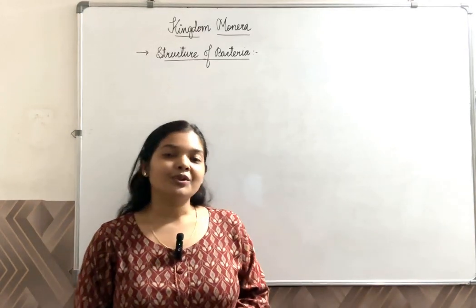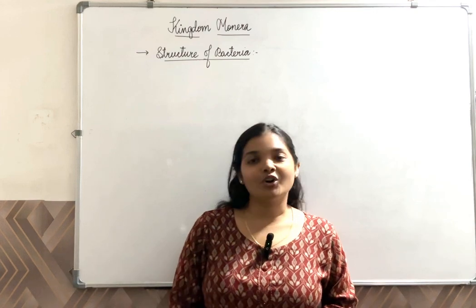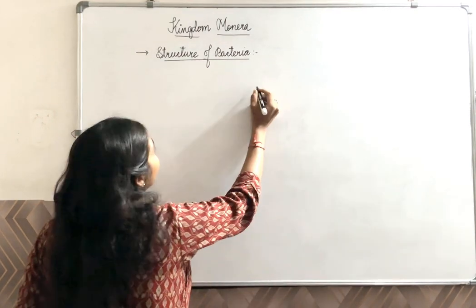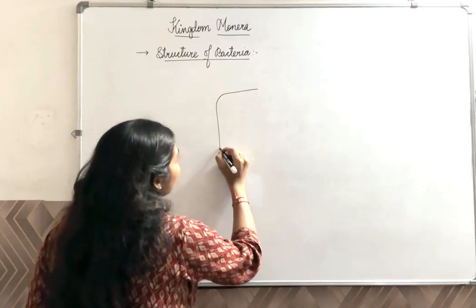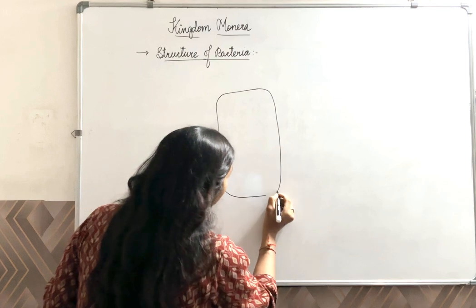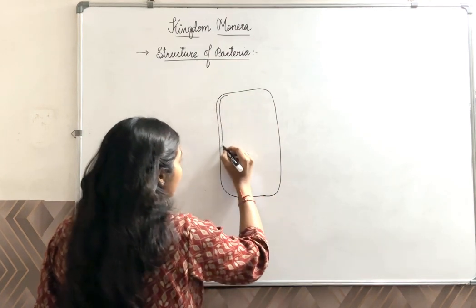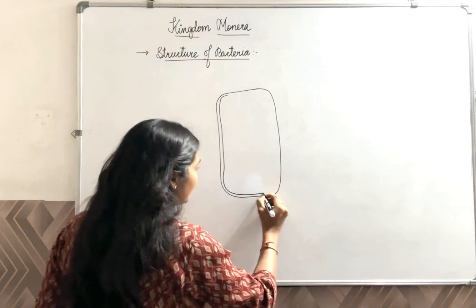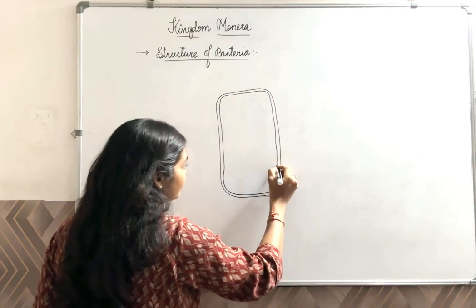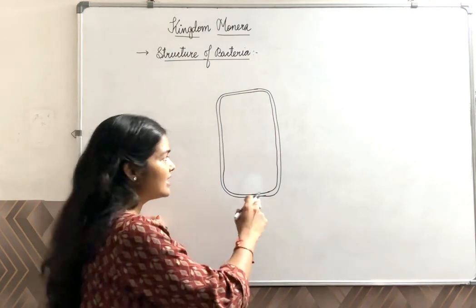Hello everyone. Today we are going to start with Kingdom Monera, in which we are going to quickly draw the diagram of bacteria. So, structure of bacteria. If we start with, remember, this one possesses a cell wall, which is composed of peptidoglycan, and then followed by that comes the cell membrane. This is the step-by-step diagram for the structure of bacteria. So the outer one is cell wall, then comes cell membrane.